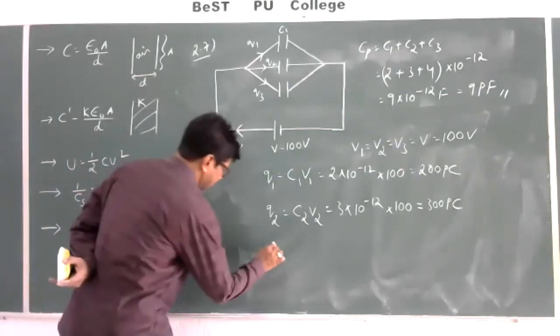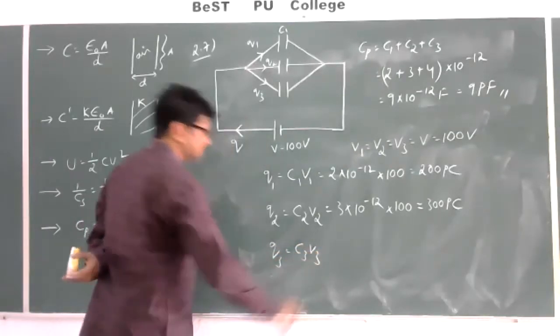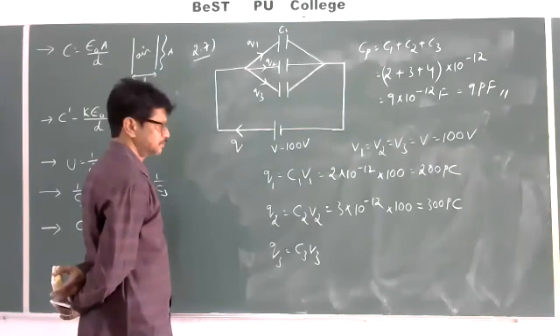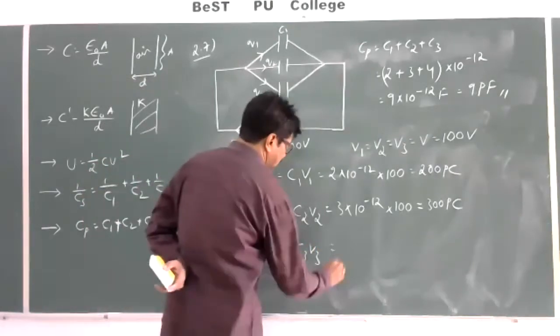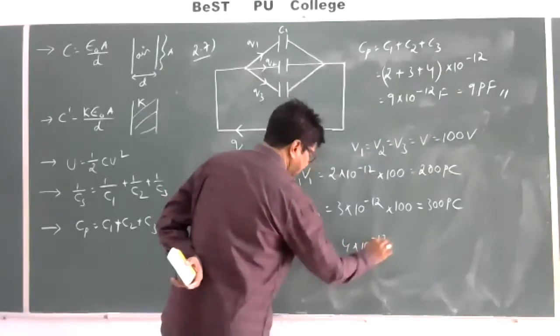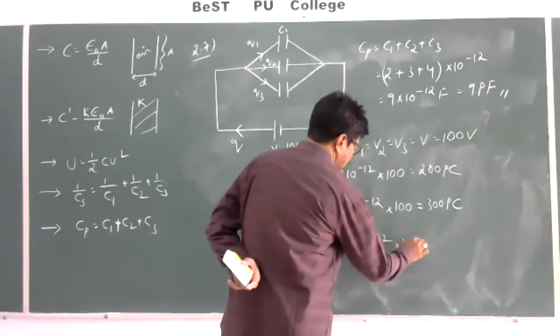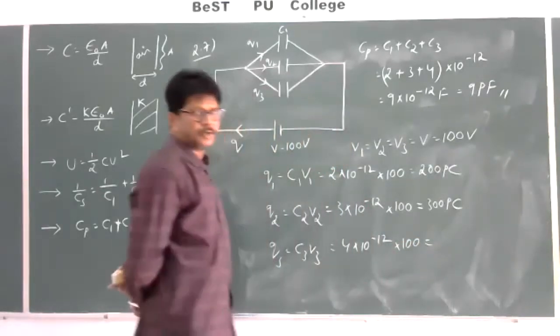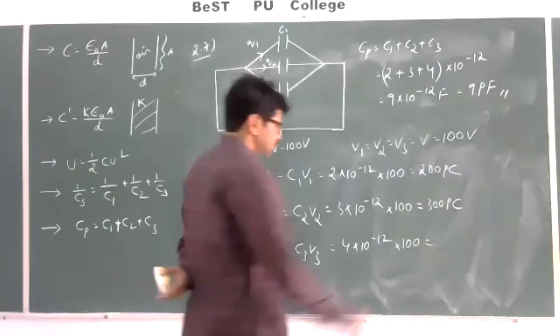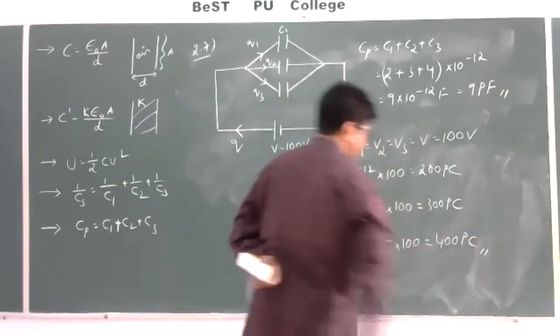Similarly, Q3 is equal to C3V3, where C3 is equal to 4 picofarad. V3 is also equal to 100 because of the parallel combination, which is equal to 400 picocoulomb.